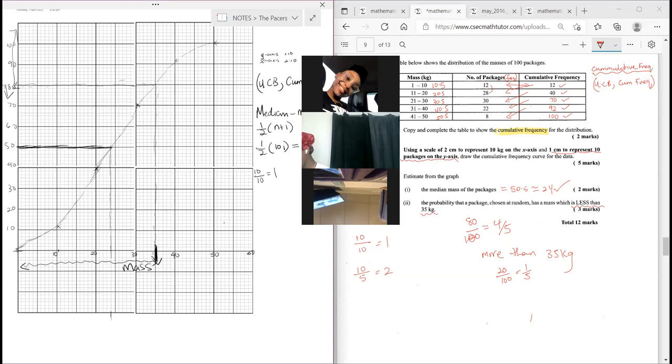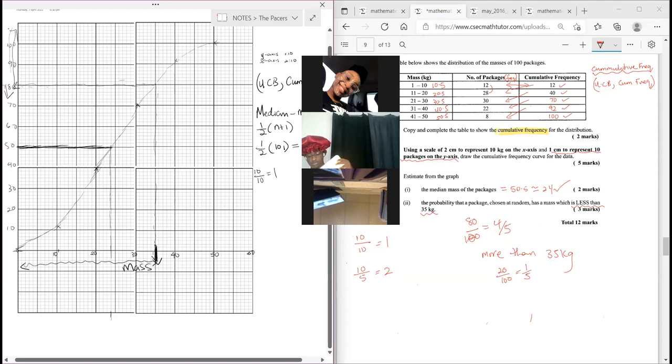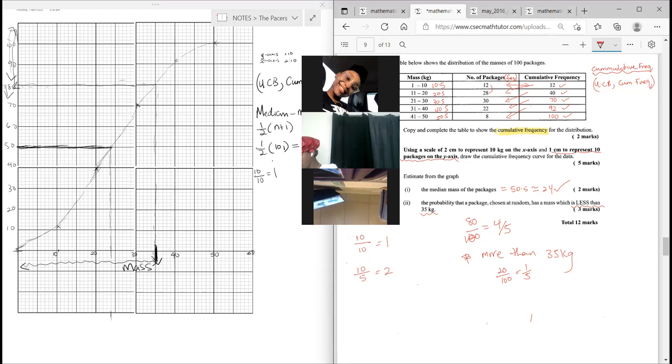If they had said more than 35 at 80, we would have gone up and counted it. And we know that would have given us 20 over 100. So this is just a bonus part. And that's it for this question.